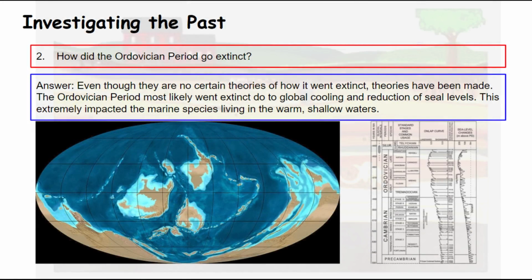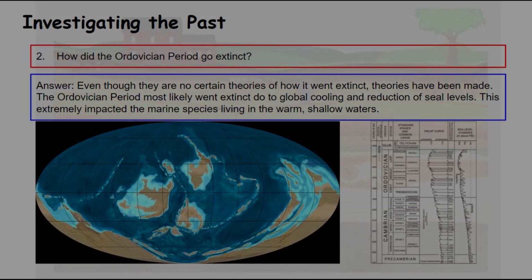How did the Ordovician period go extinct? Even though there are no certain theories of how it went extinct, theories have been made. The Ordovician period most likely went extinct due to global cooling and reduction of sea levels. This extremely impacted the marine species living in warm, shallow waters.